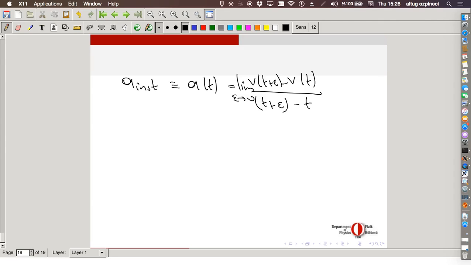The lecture isn't over yet. Well, that is how we define the instantaneous quantities. It's related with a single time. Now, it's just a definition. It just turns out to be useful. Other questions?